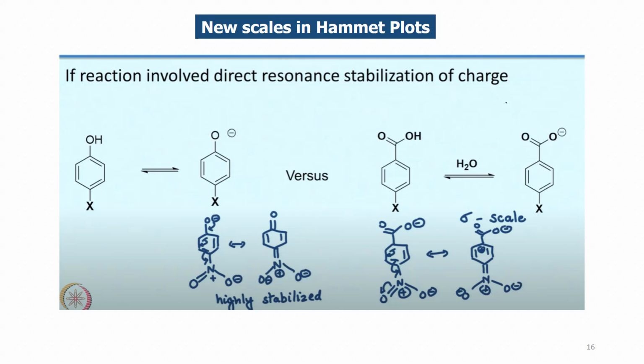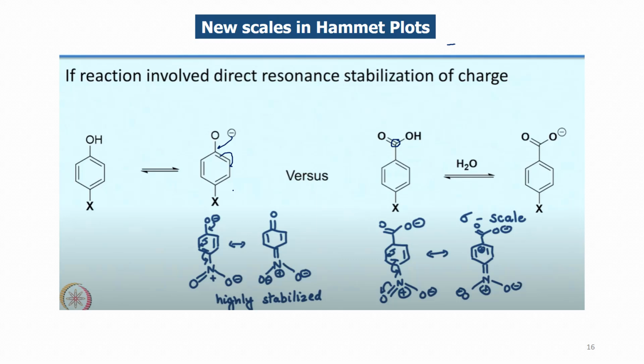There are some new scales in the Hammett plot, which are required in reactions involving direct resonance stabilization, like phenoxide. When there is an electron withdrawing group, there is a movement of electron inside the ring. In case of carboxylate anion, the movement of electron from the carboxylate anion to the ring is through one carbon in the middle. But here the oxide anion is directly attached to the phenyl ring, so the movement of electron towards the ring is higher in case of phenoxide.